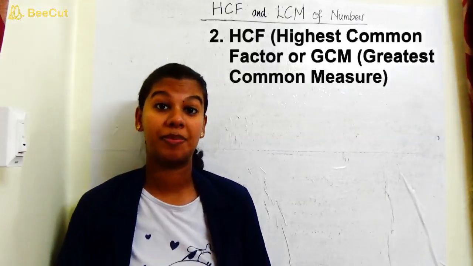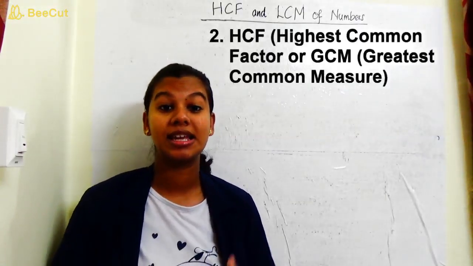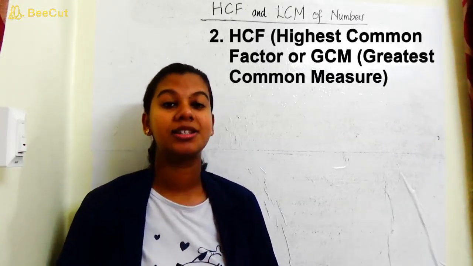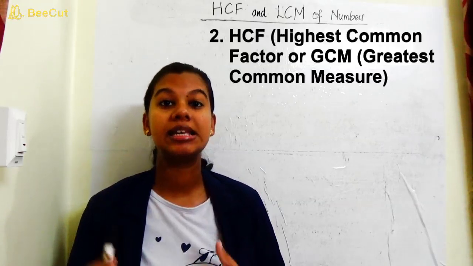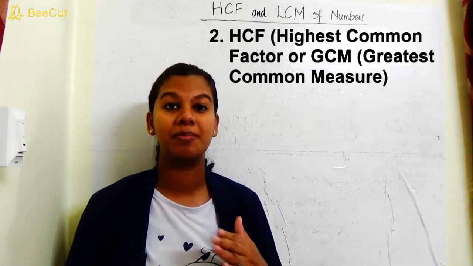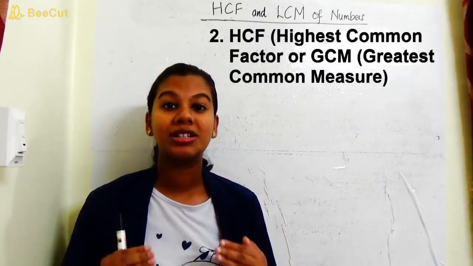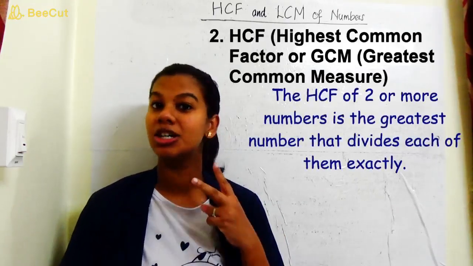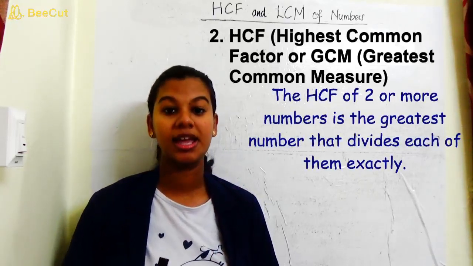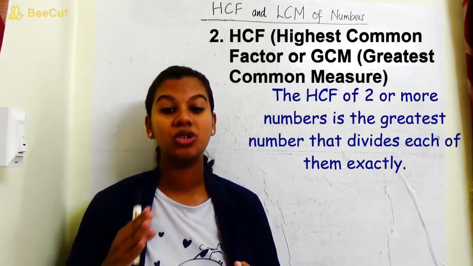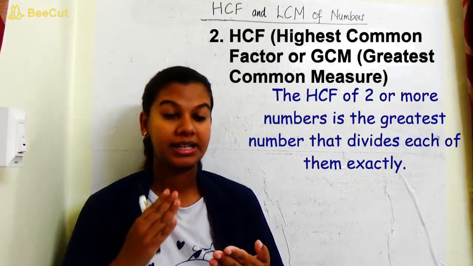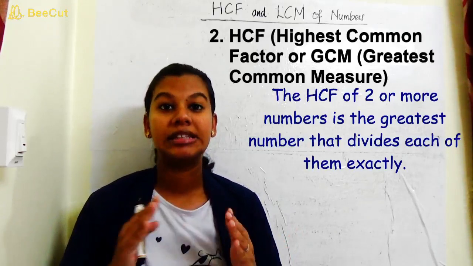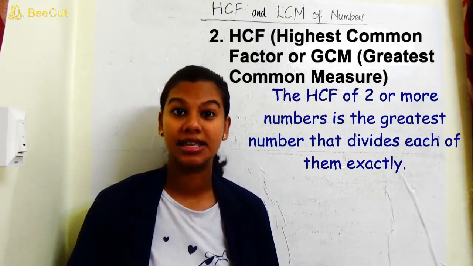Now the next topic is HCF, that is highest common factor. It is also known as GCM, that is the greatest common measure. So what is this HCF? I'll tell you the definition. Suppose we consider two numbers, and out of those two numbers, the greatest number which can divide both numbers is called the HCF.